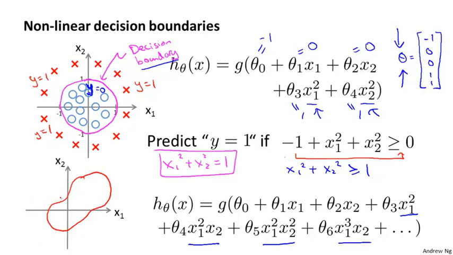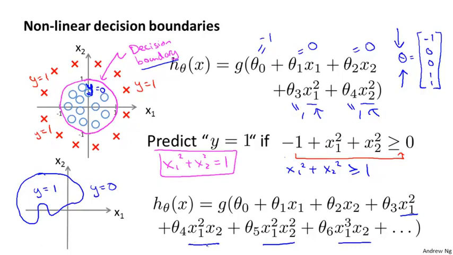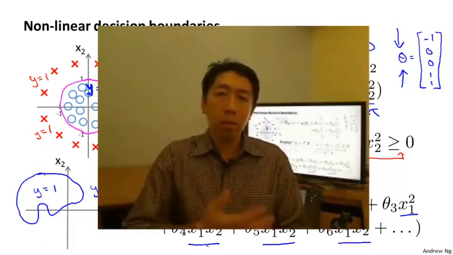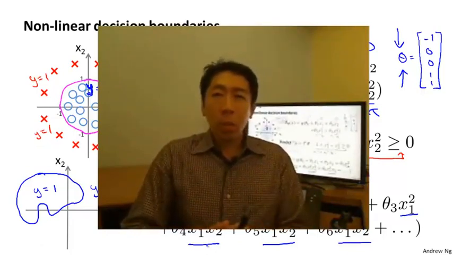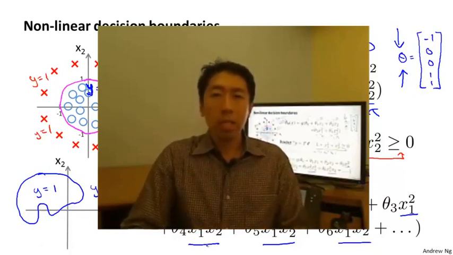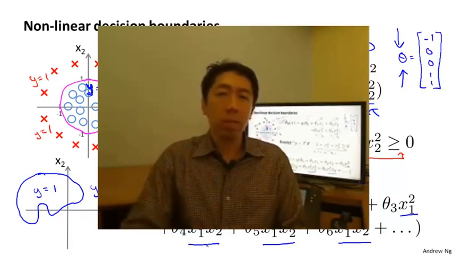Or for even more complex examples, maybe you can also get decision boundaries that could look like more complex shapes like that, where everything in here you predict y equals 1, and everything outside you predict y equals 0. So with these higher order polynomial features, you can get very complex decision boundaries. With these visualizations, I hope that gives you a sense of the range of hypothesis functions we can represent using the representation that we have for logistic regression. Now that we know what h of x can represent, what I'd like to do next, in the following video, is talk about how to automatically choose the parameters theta so that given a training set, we can automatically fit the parameters to our data.